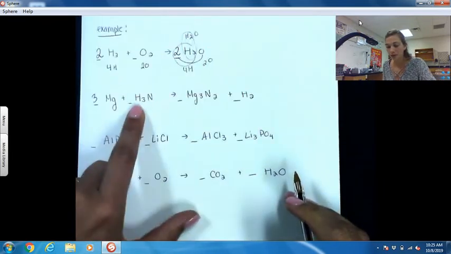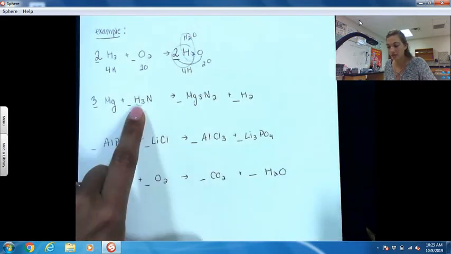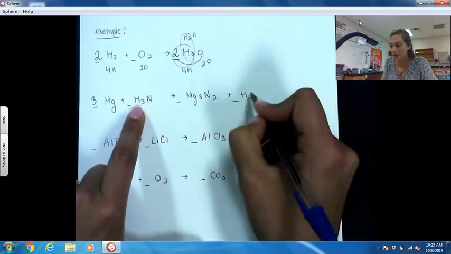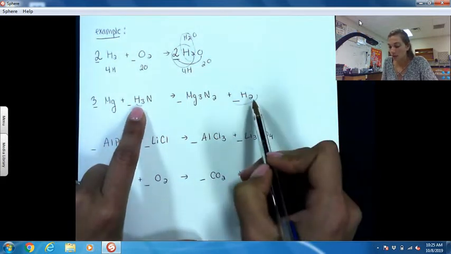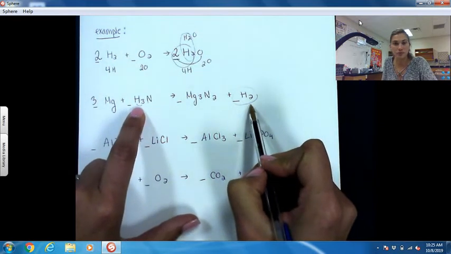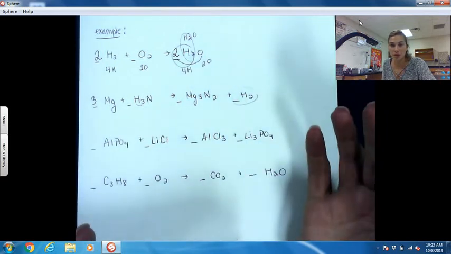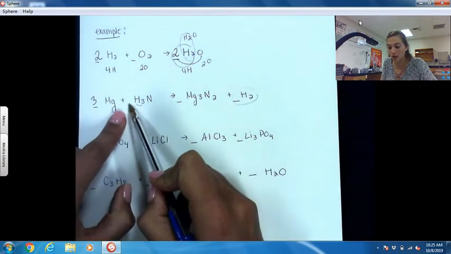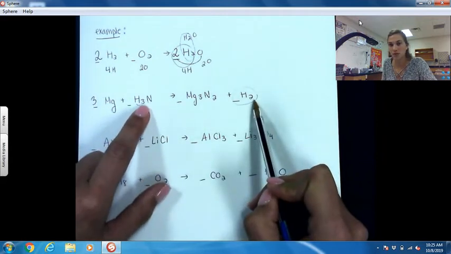Next one I have is hydrogen. I have 3 hydrogens on my reactant side, but I have 2 on my product side. So I have to make them even. And the way that I do this is through least common multiples. So I know that I'm doing multiplication here, right? Because I'm multiplying a coefficient by a subscript. So the least common multiple between 3 and 2 is 6.